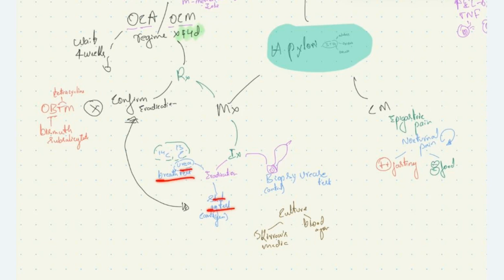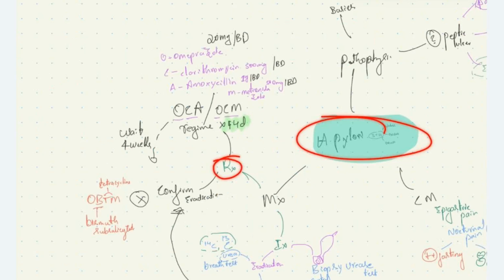Now, how to treat this H. pylori infection? We have the OCA or OCM regimen, which is given for 14 days. O stands for omeprazole 20 mg BD. C stands for clarithromycin 500 mg BD. A stands for amoxicillin 1 gram BD. And M stands for metronidazole 500 mg BD. It is given for 14 days, that is 2 weeks.